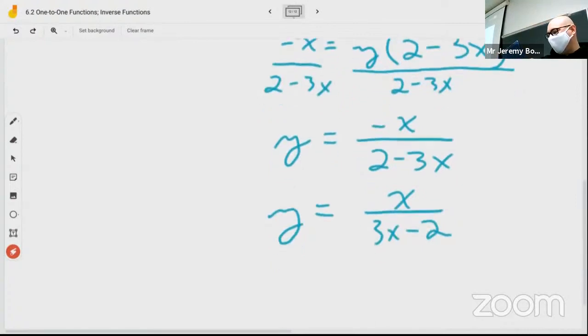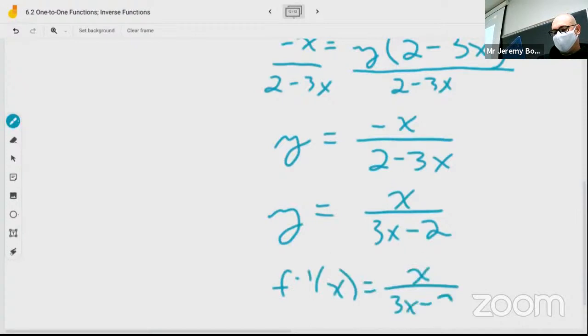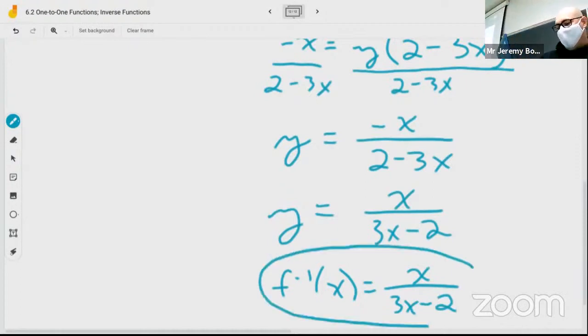So let's rewrite it with the name. So f inverse of x is going to equal x over 3x minus 2, or negative x over 2 minus 3x. Either one's fine. They're equivalent to each other. Any questions on that?